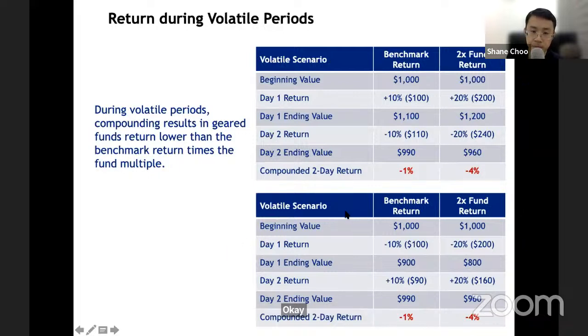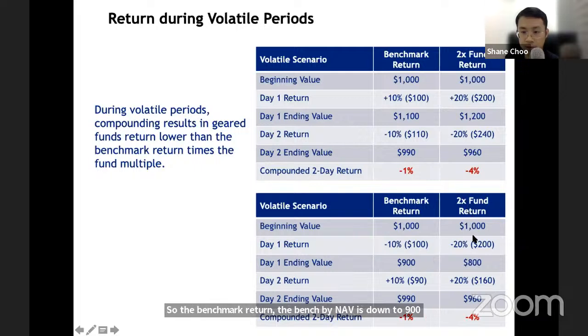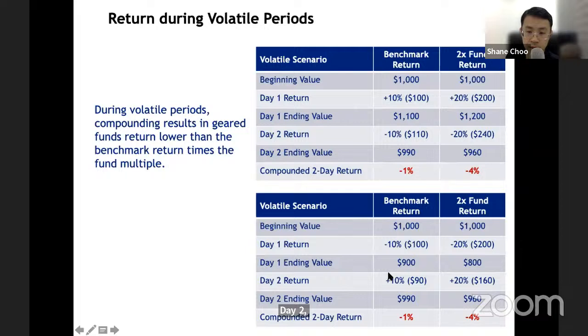Another scenario. Beginning value 1,000 bucks. But the first day, instead of an up market, is a down market, right? So the market shrinks by 10%. The benchmark NAV is down to 900 bucks. The 2 times fund return will be down by 20%, to 800 bucks. Day two, the reversal, right? Instead of continuing a downtrend, the index goes upwards. It appreciates by another 10%, so it gains 90 bucks and becomes 990 at the end of day two.